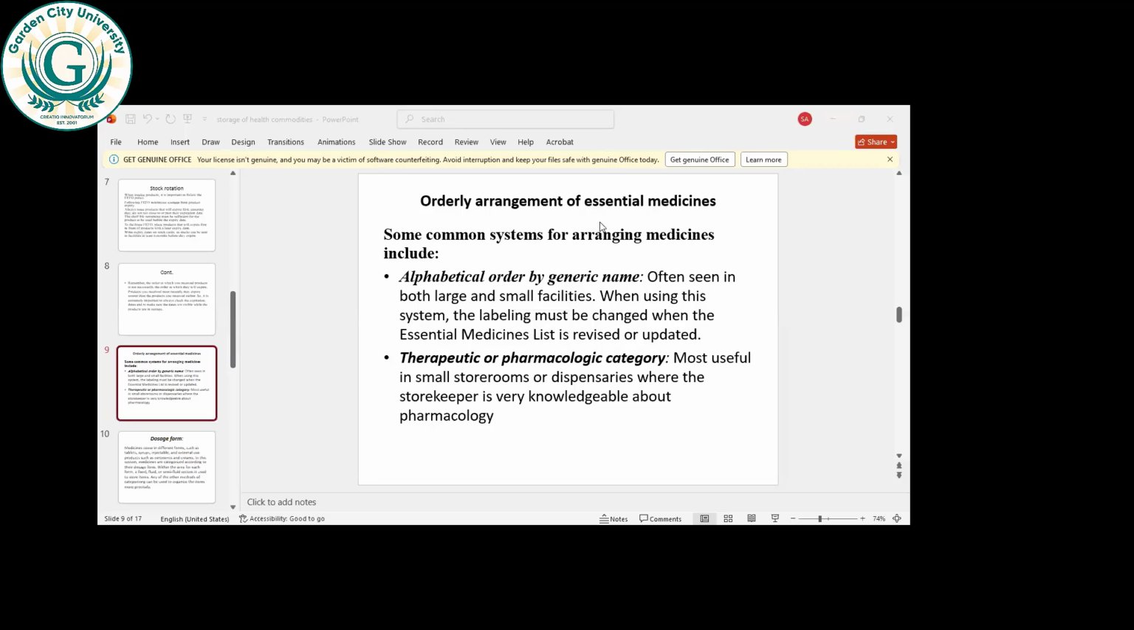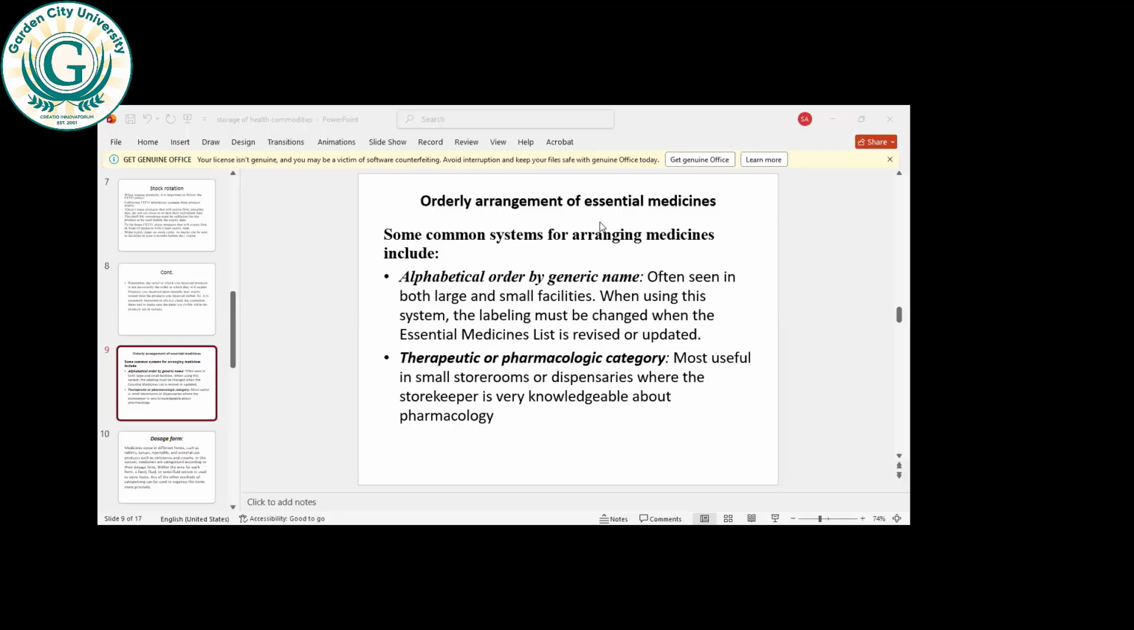Let us look at the orderly arrangement of essential medicines. We have so many ways, depending on the individual and their expertise in health commodity management. So let's look at some common systems for arranging medicines. First, we have the alphabetical order by generic name.